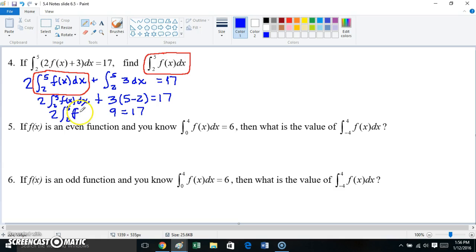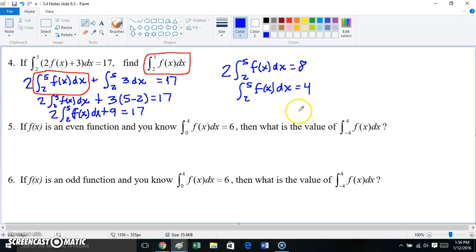And we just have a little algebra to do here. We are going to subtract 9 from each side. Right, and then we're going to divide by 2. And so the integral from 2 to 5 of f of x dx is 4.